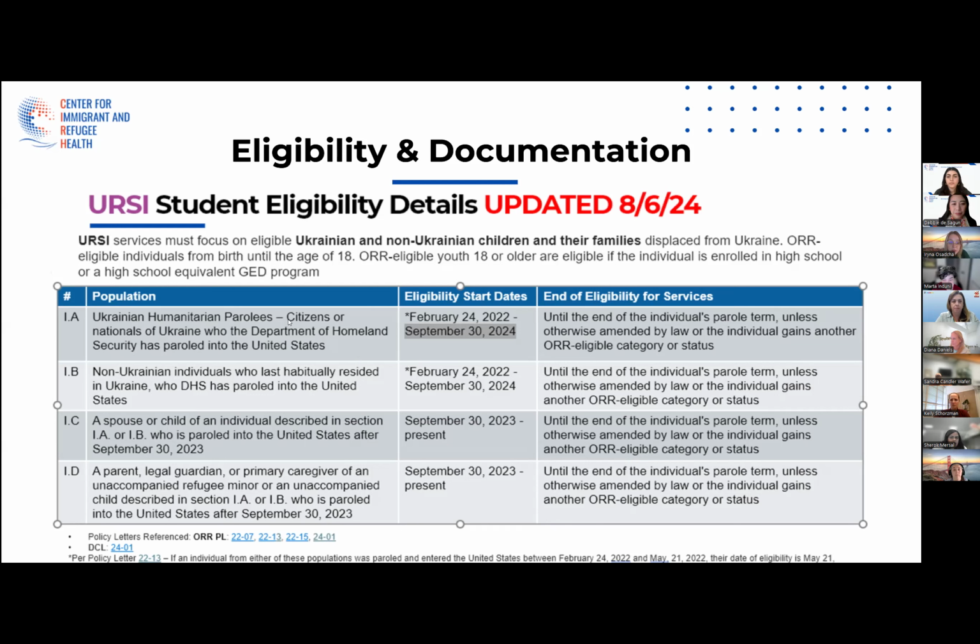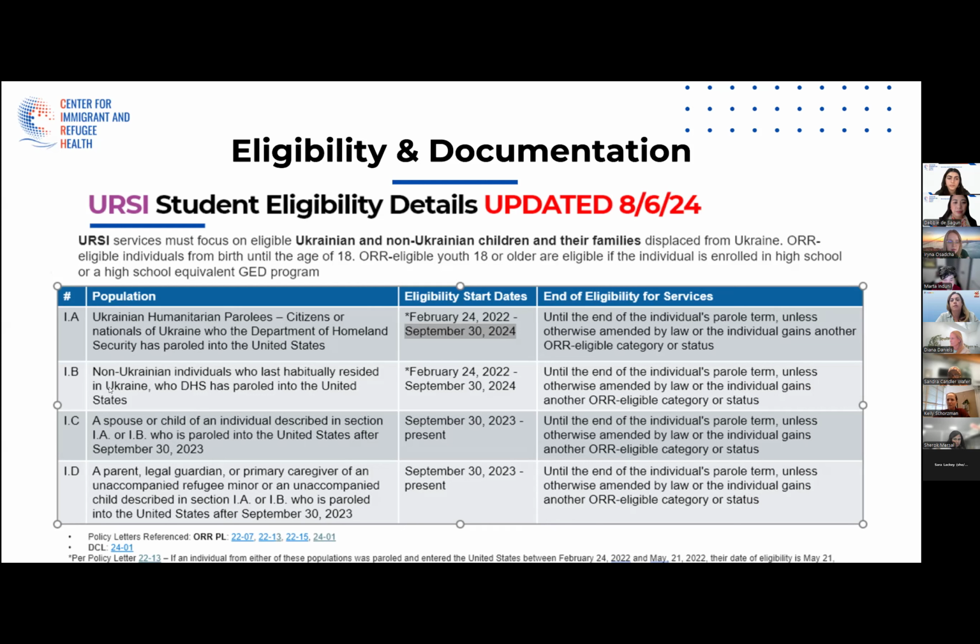It's Ukrainian humanitarian parolees, who receive a status also known as UHP. They came to the United States after February 2022 until September 2024. Individuals who came after September 13th are not eligible for this specific program, but I will continue with other groups who can be connected with this group.